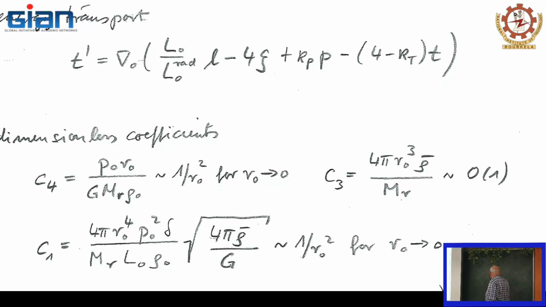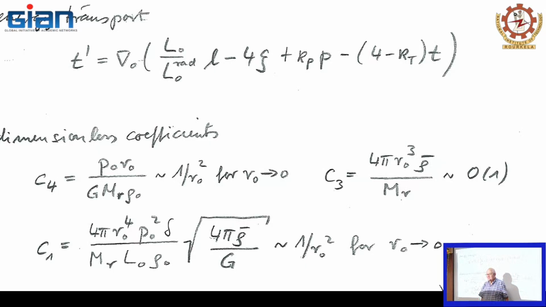dL by dm is epsilon. So if we bring it to the right-hand side, L goes with epsilon times m_r once we are close to the center. So L has the same dependence on radius as the mass. So L also goes with r cubed. So this term will go with r to the 6th power, which cancels with the r to the 4th power. So this coefficient also goes to infinity if we approach the center. It goes to infinity with 1 over r naught squared.